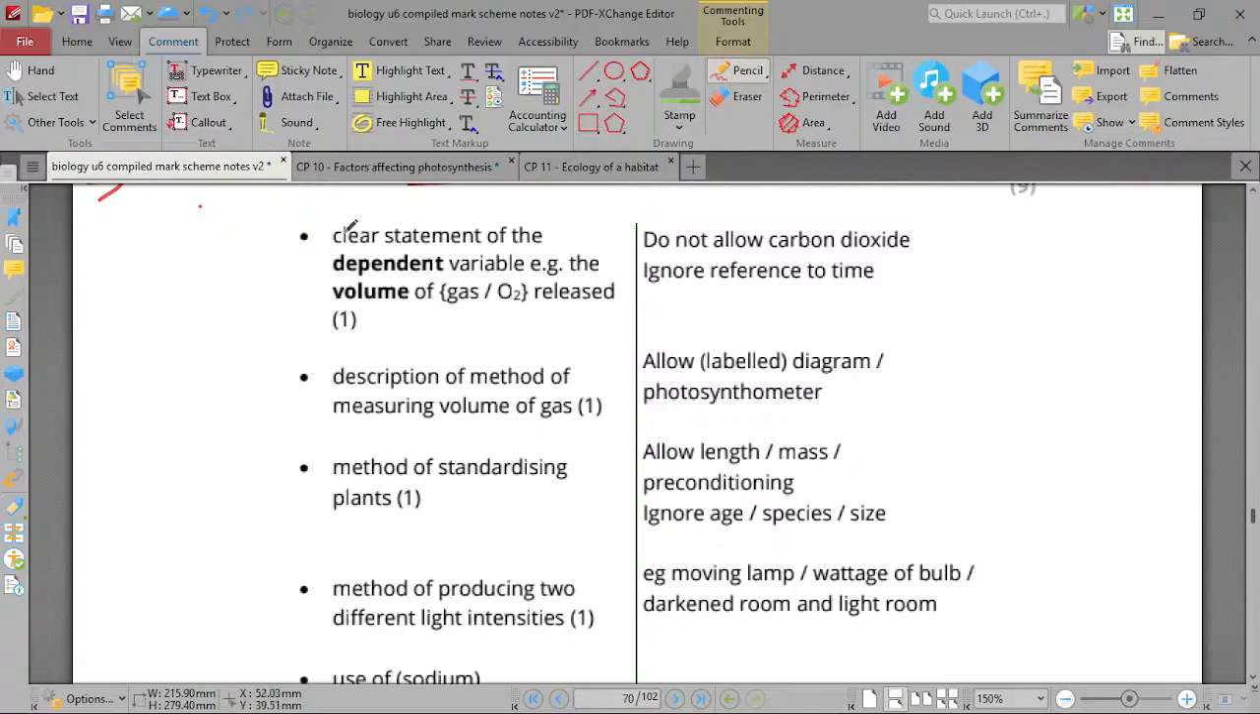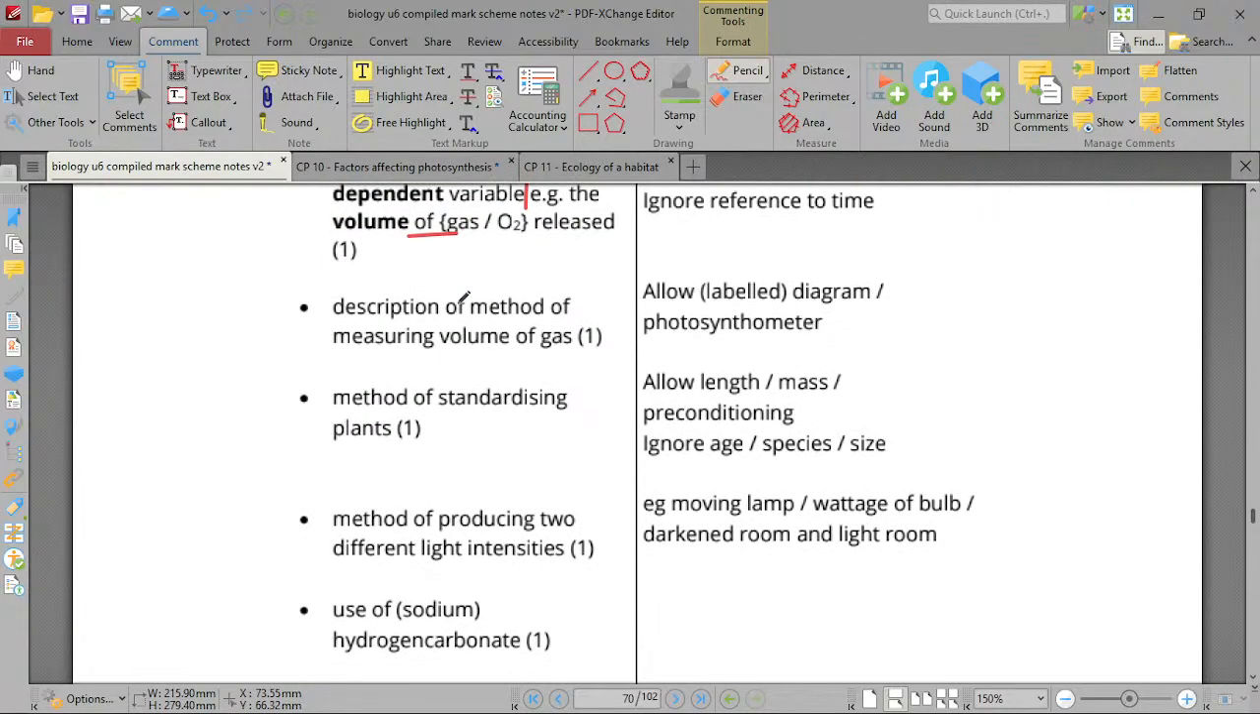Okay, first you want a clear statement of what the dependent variable is. In this case, it's obviously the volume of gas that's going to be released. That's how we're going to measure the rate of photosynthesis. So the rate of photosynthesis is determined by the dependent variable, which is the amount of O2 that's produced. Description of the method: here's the dependent variable, and here's how we're going to measure it using a photosynthometer.